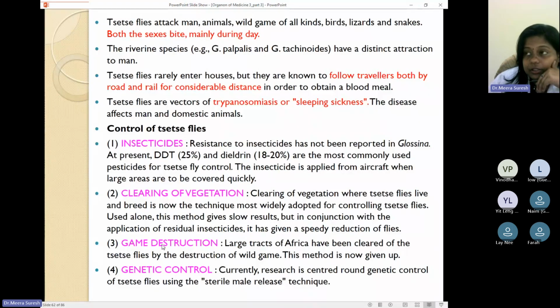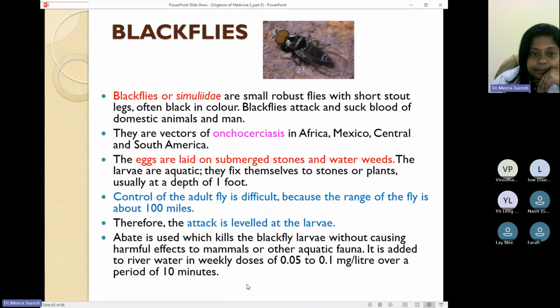But remember this term. When I explain the whole process, this is a very common thing. We can put in our own terms. But game destruction or wild game, remember that it refers to wild animals, and game destruction is the clearing of that forest area, along with poaching the wild animals. That is game destruction. Then genetic control can be done, especially to make them sterile. The sterile male release is what they continue to use.